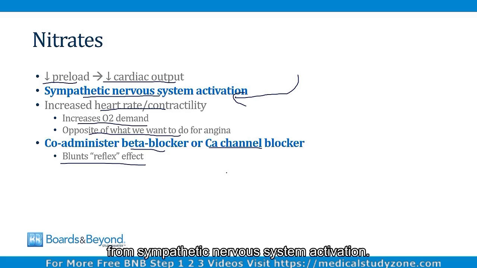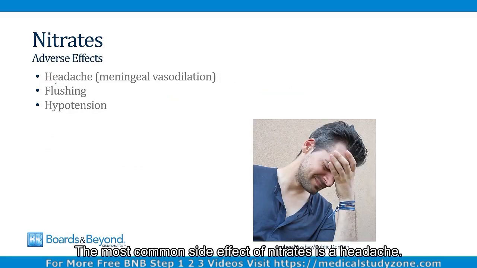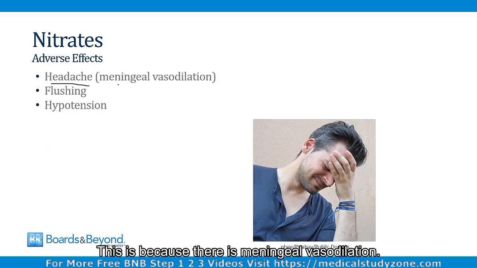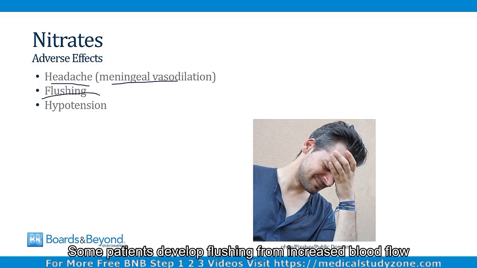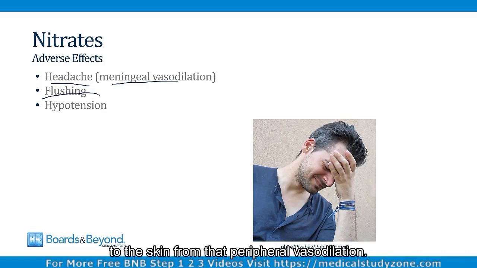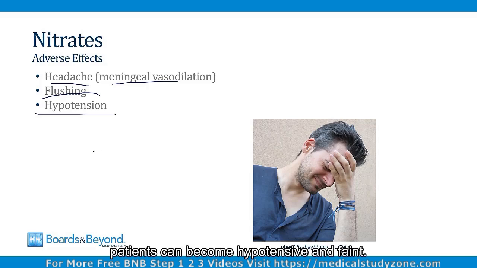The most common side effect of nitrates is a headache. This is because there is meningeal vasodilation. Some patients develop flushing from increased blood flow to the skin from that peripheral vasodilation. And then if you give too much of a nitrate, patients can become hypotensive and faint.